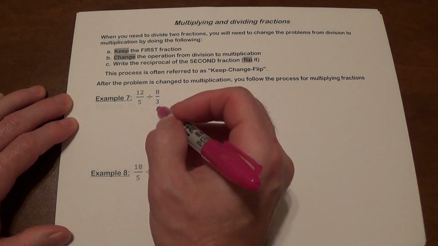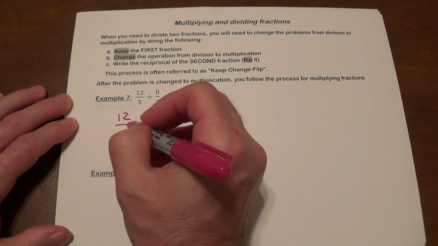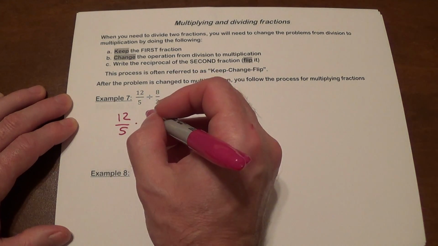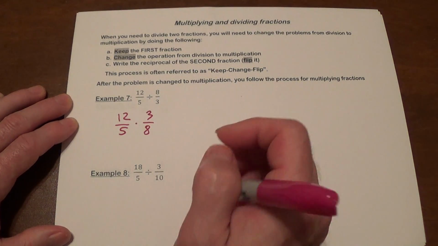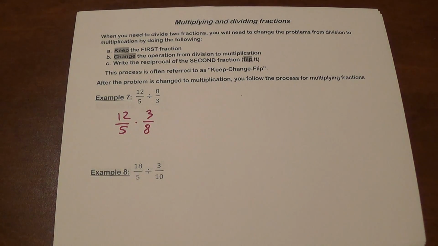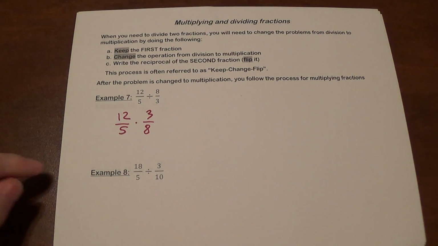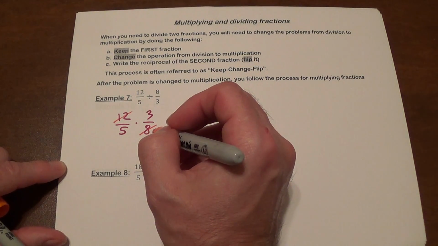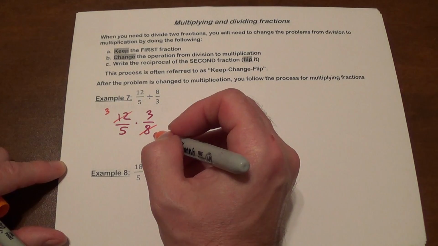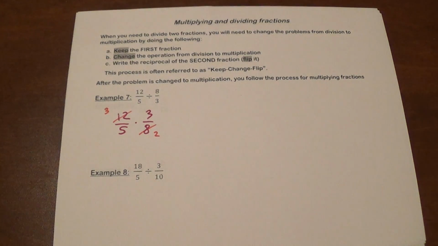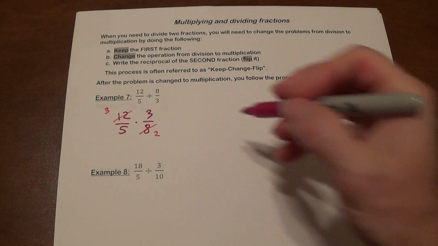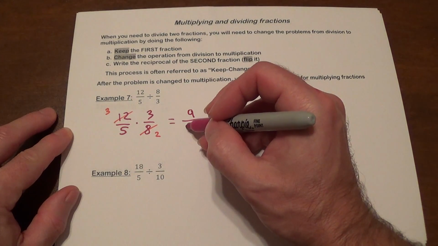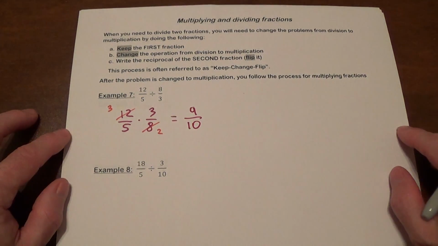So I have 12/5 divided by 8/3. So we keep the first fraction, we change division to multiplication, and we flip the second fraction. And this is what we're going to have. Can we simplify it now? We got 12 on top, 8 on the bottom. So they both can be divided by 4. So that's going to leave you with 3. It's going to leave you with 2. Alright, and then you are going to have 3 times 3, which is 9, and 5 times 2, which is 10, and our answer is going to be 9/10.